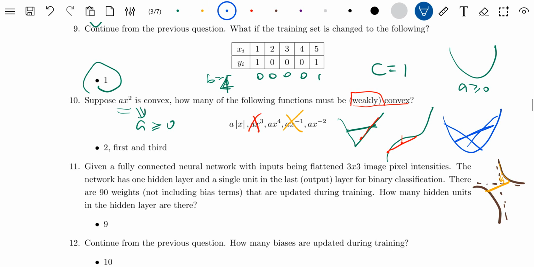And the last one is this one. If you connect these 2 points, the line is below the curve, so that one is not convex as well. One thing is that if you restrict the domain to a positive domain, then this part is actually convex. The other part is also convex. But if you connect them, then on the whole real domain, there are lines connecting 2 points on the curve that are below the curve. So that one is not weakly convex.